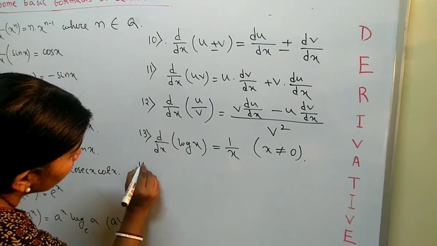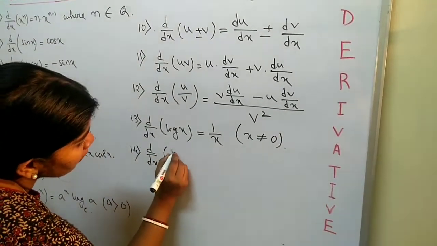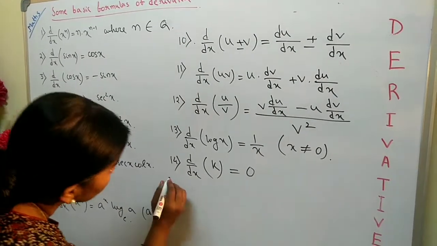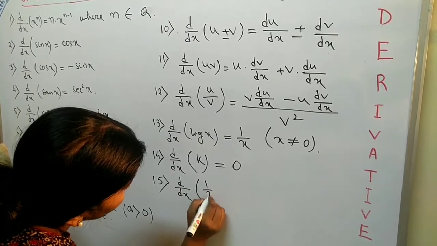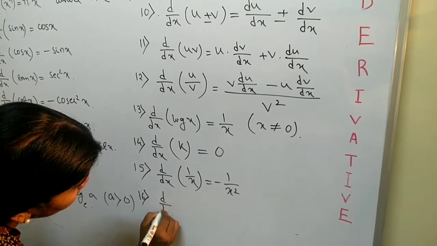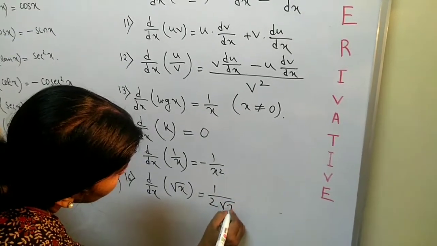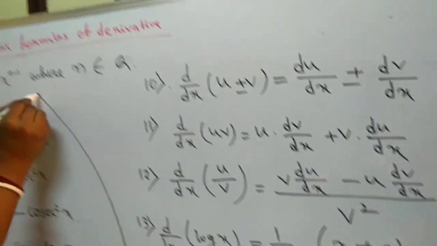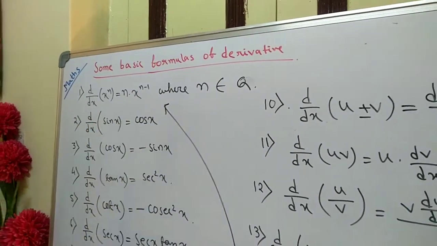Next, number 14: d/dx of any constant k equals 0. There are a few more formulas which you can use to make your sums easier. That is, d/dx of 1 by x is equal to minus 1 by x square. Number 16: d/dx of root x equals 1 by 2 root x. Actually, these three formulas are derived from formula number 1, that is, d/dx of x to the power n equal to n into x to the power n minus 1.